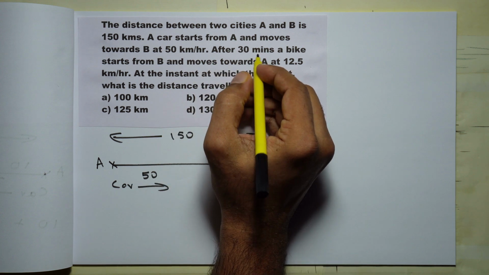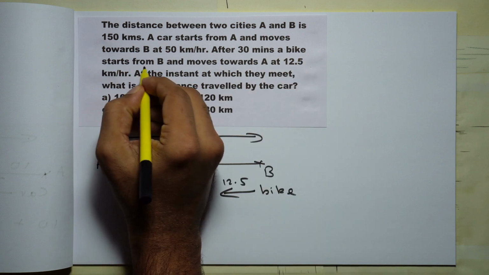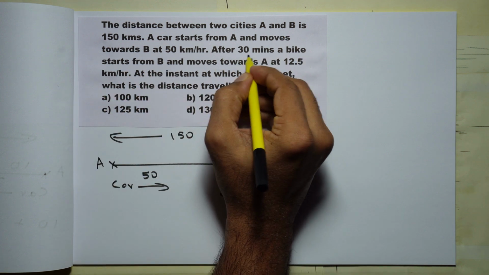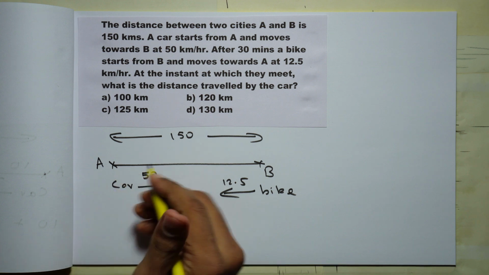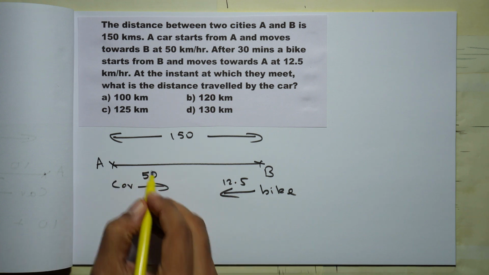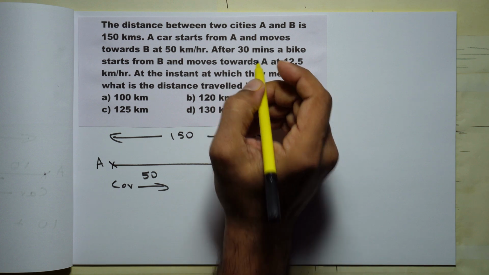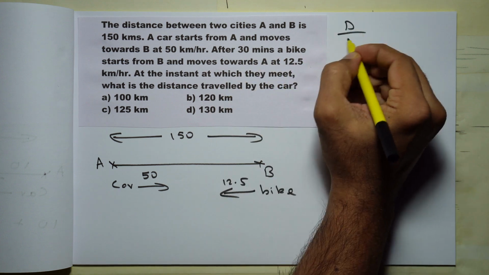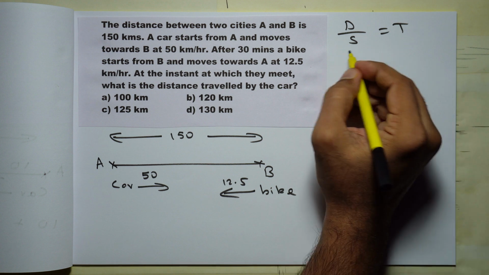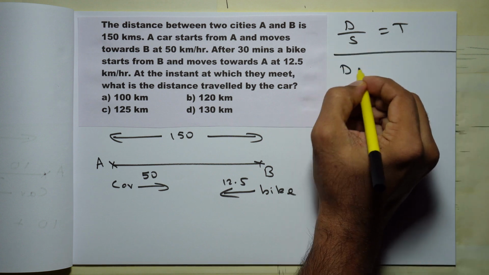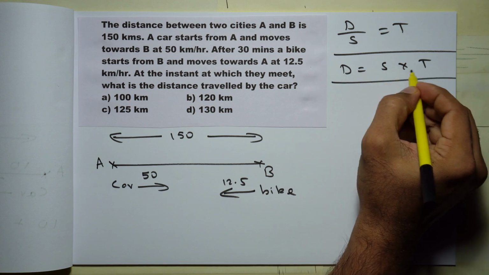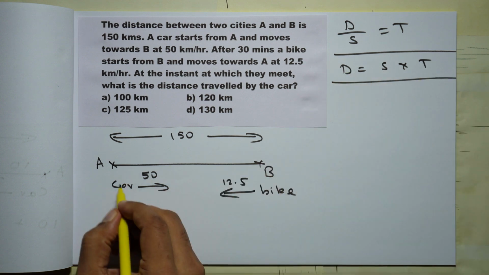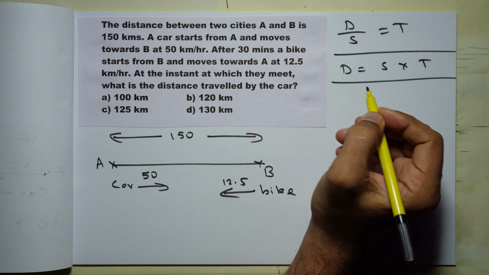Now here it is mentioned after 30 minutes a bike starts. So for the first 30 minutes, only the car is moving. So we'll just calculate the distance traveled by the car in the first 30 minutes. Now the basic formula is distance by speed gives you time. This can also be written as distance is equal to speed into time. So using this formula, we'll just calculate the distance moved by the car in the first 30 minutes.